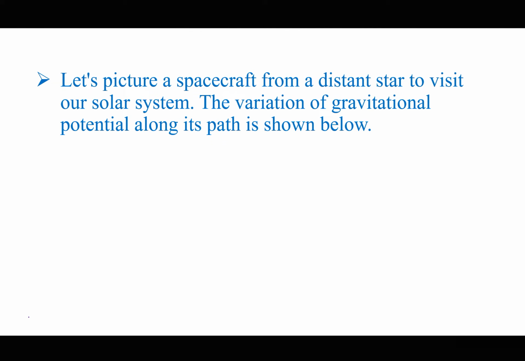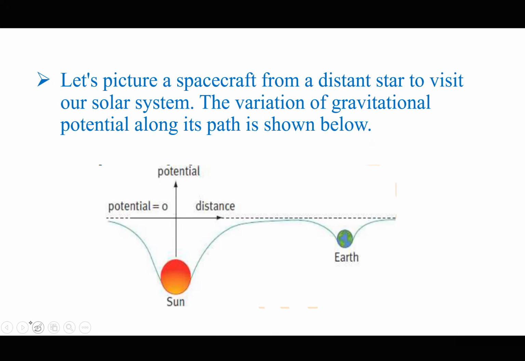Let us picture a spacecraft or a spaceship that is coming from a distant star. When I talk about a distant star, it is coming from infinity. Of course, as it comes from infinity, it will first come closer to the sun. After it moves away from the sun, it will come, let's say, closer to the earth. How does the graph of gravitational potential vary with its movement? So this is what we are actually talking about.